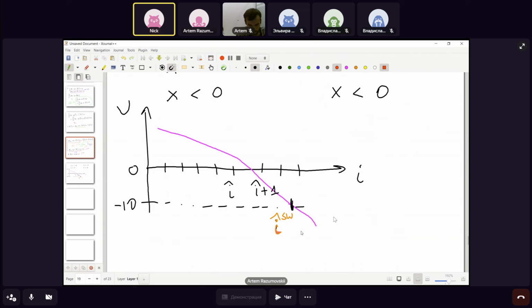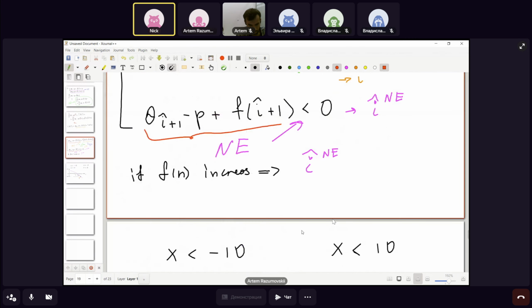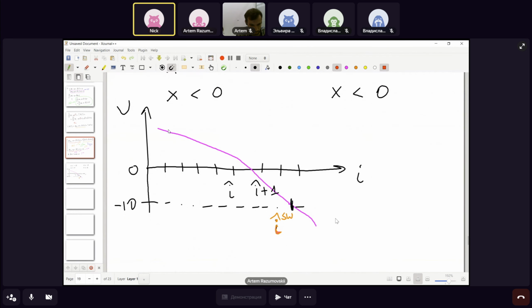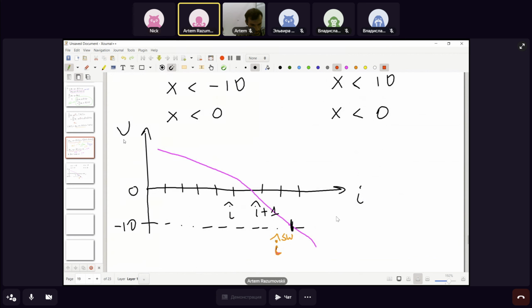So if f is increasing, the utility is decreasing in I. What do you have on your axis? I and what? F or U? U. Because your theta is decreasing, right? Not theta, f. It's not the same. No, f is increasing in n, but theta is decreasing because it's lower and lower and lower.